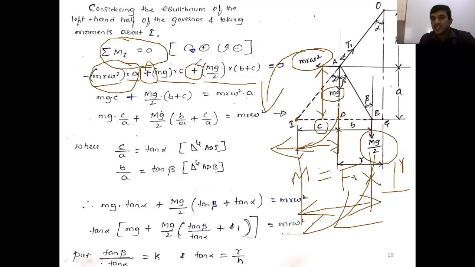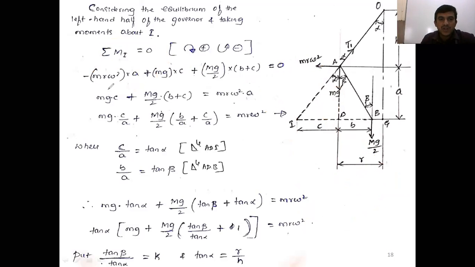Only three forces. One is the centrifugal force due to the governor ball. Second, the weight of the governor ball. Third, the weight of the sleeve. Apart from this, are any other forces acting here? No other forces are acting. Then you go for the vector sum of all the moments about I is equal to 0, right?